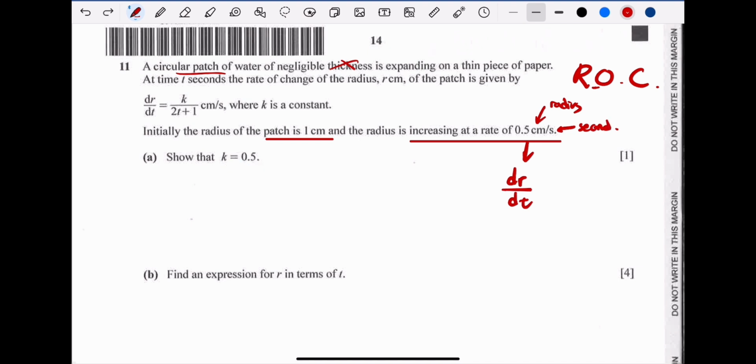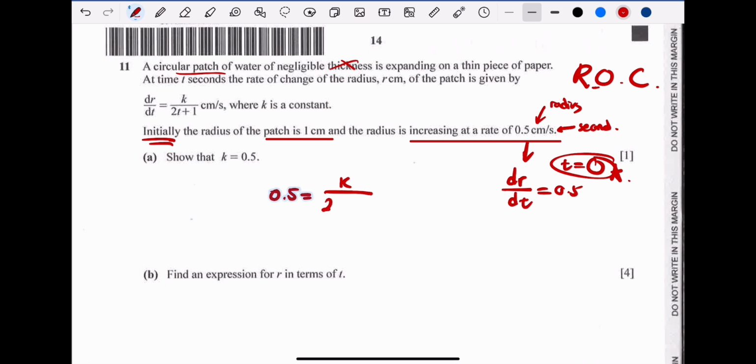So all you need to do is just sub dr/dt equals 0.5 into your equation, in which this happens when time equals 0. Take note when time equals 0, because this is when initially. So all we do is just k over 2 times 0 plus 1. And we just cross multiply, we get our k to be equal to 0.5. Shown.